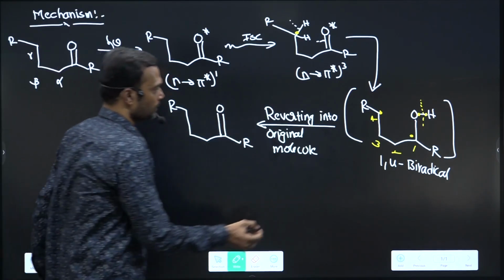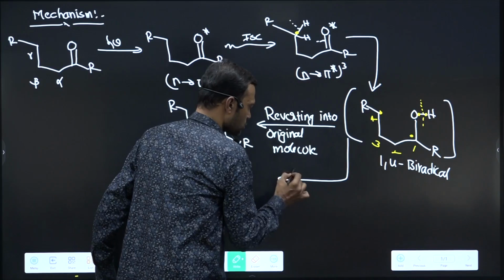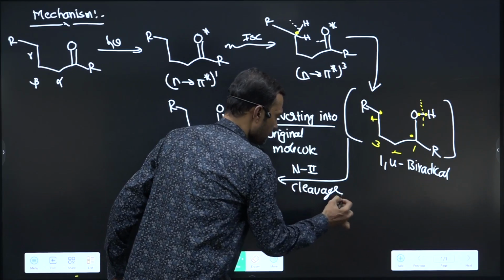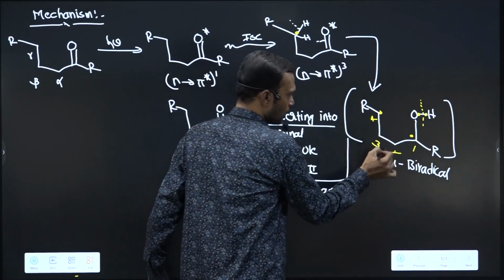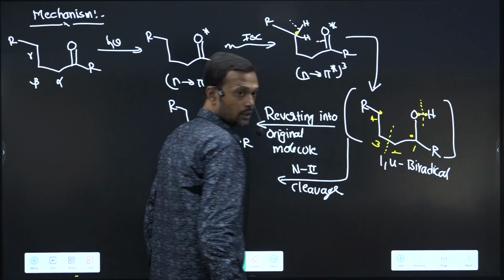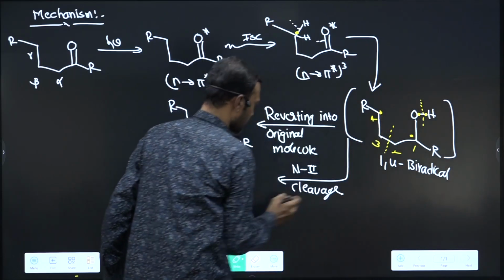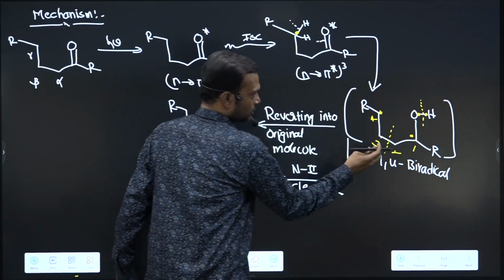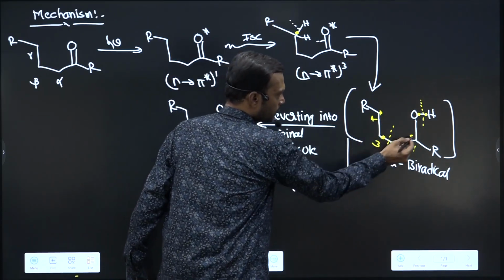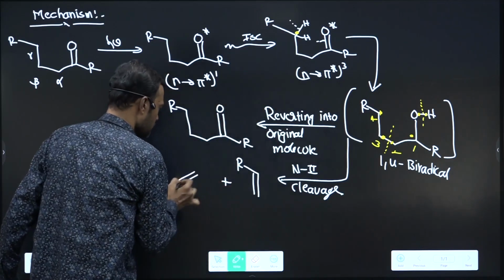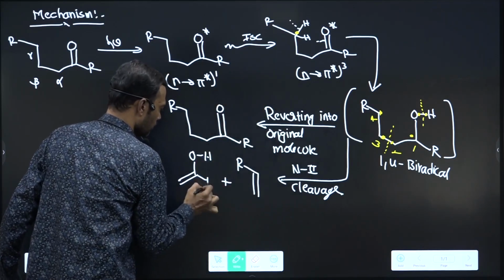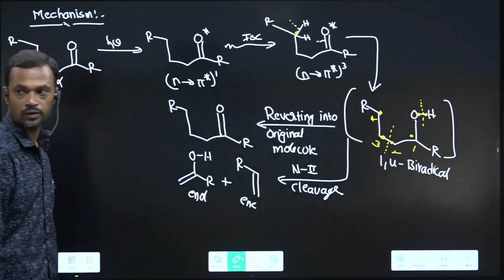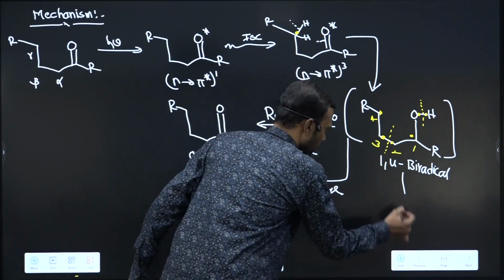Okay, next possibility. This is called Norrish II cleavage. What is Norrish II cleavage? Now here I am cleaving. If I cleave here, what will this radical get? A double bond or not? This radical gets a double bond, this radical gets a double bond. So this is ene plus enol. This is enol and this is ene. That is Norrish II cleavage. Then the last product. What is your last product?